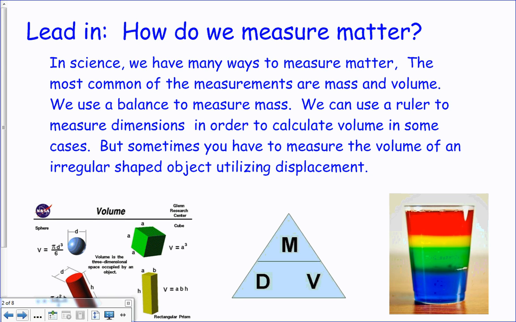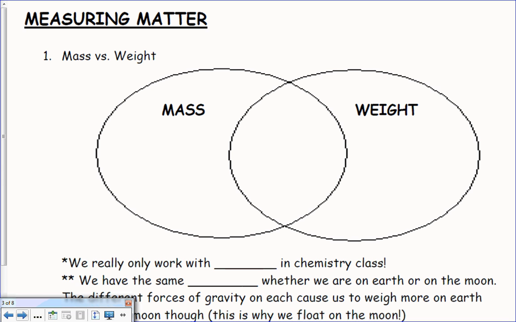How do we measure matter? There are many ways to measure matter. We can use a ruler to measure dimensions in order to calculate volume. Sometimes we have to use what we call displacement to find the volume of irregular objects. So, measuring matter onto our notes, starting with mass versus weight.